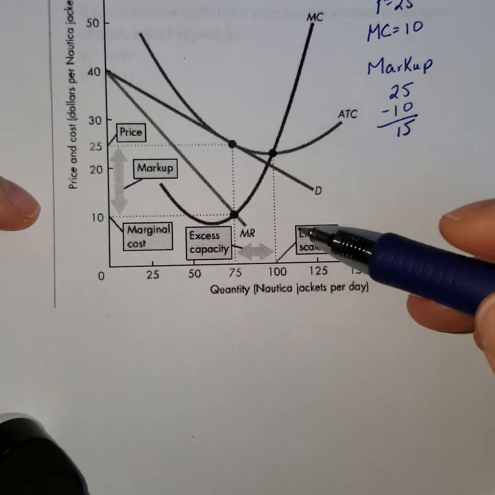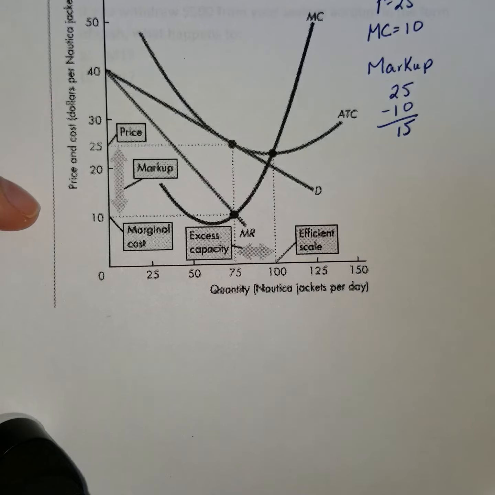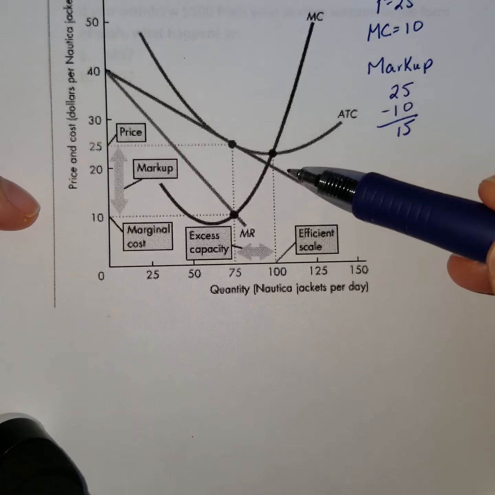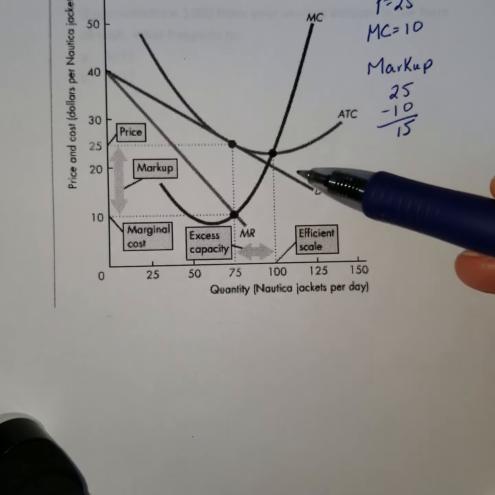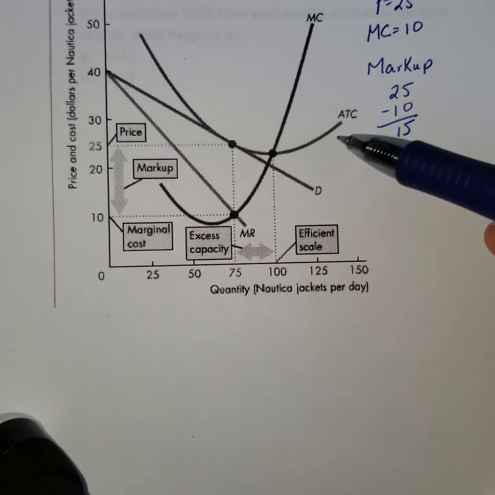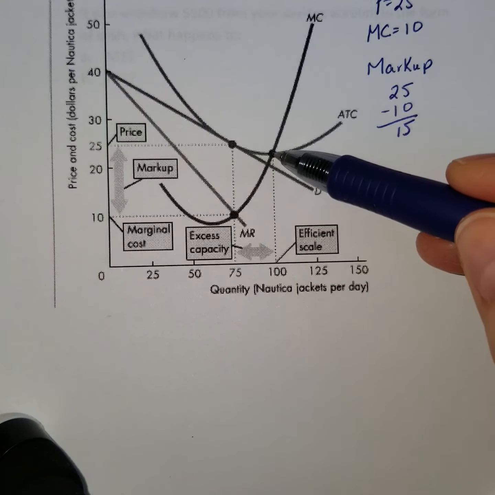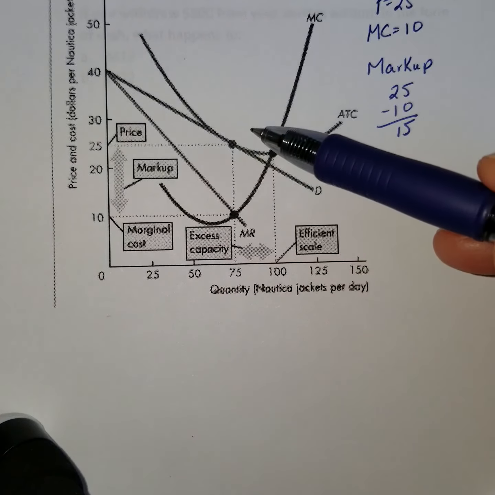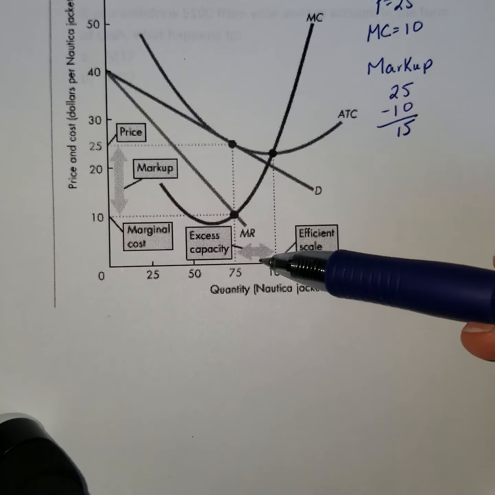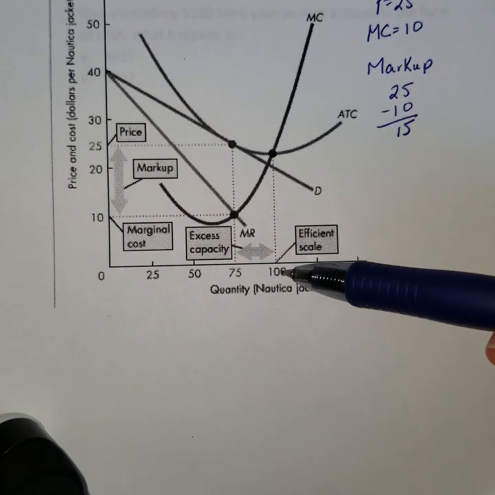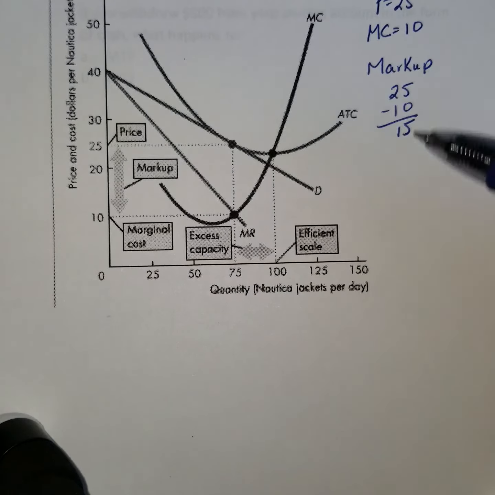The other thing that we want to look at is excess capacity. And in perfect competition, the minimum efficient scale, that minimum point on the ATC curve, that's the most efficient point to produce because it is where the cost is the lowest. Now, in monopolistic competition, we're not producing at 100, we're only producing at 75.